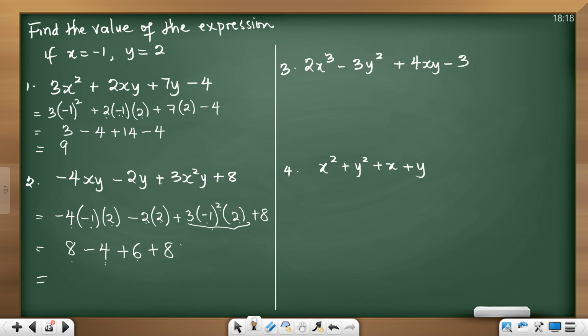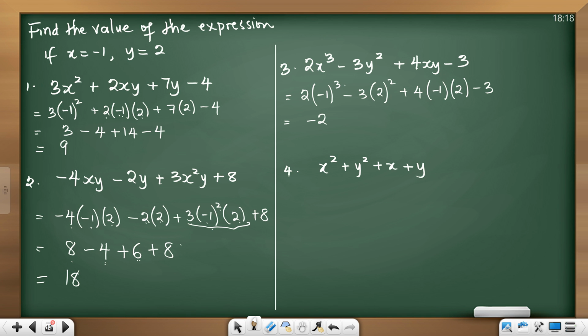4 plus 6 would give you 10. 10 plus 8 would give you 18. Number 3: 2 times negative 1 cubed, minus 3 times 2 squared, plus 4 times negative 1. Our y is 2. Okay, we now simplify. Don't forget, a negative in the bracket with an odd exponent will make it a negative 1. So negative 1 times that will give me a negative 2.